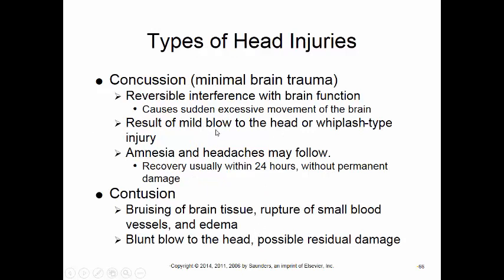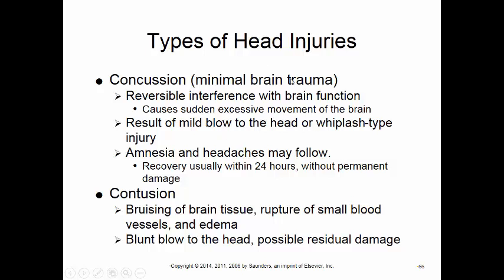So the first type is concussion, which is a minimal brain trauma. This is reversible interference with brain function, and it usually comes from accelerating the brain and its excessive movement to the skull. So the brain actually sloshes around a little bit and then hits the side. It can result from a mild blow to the head or whiplash type injury. Often amnesia and headaches may follow. Recovery usually occurs within 24 hours without permanent damage.